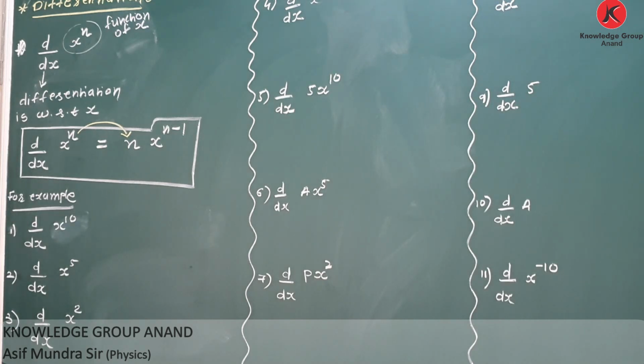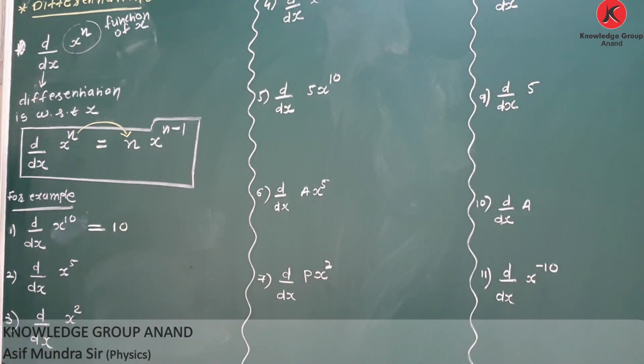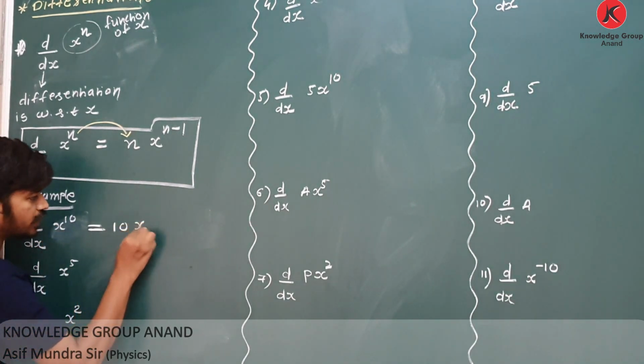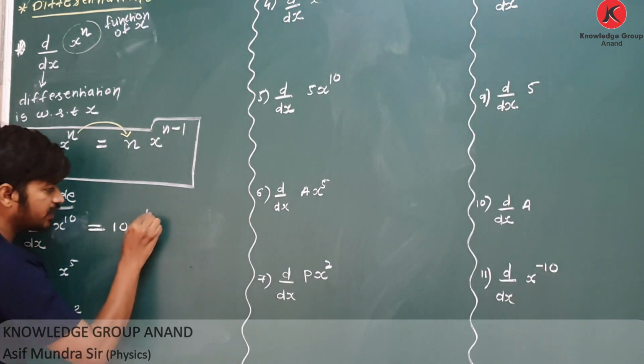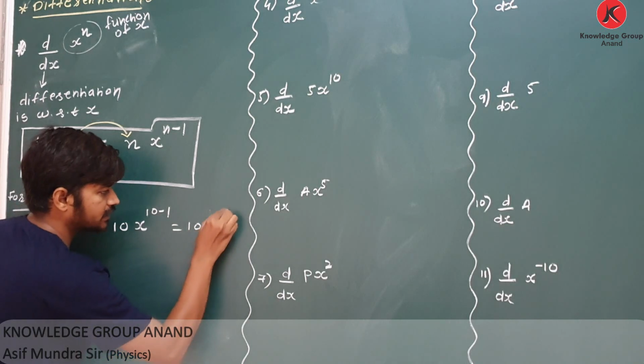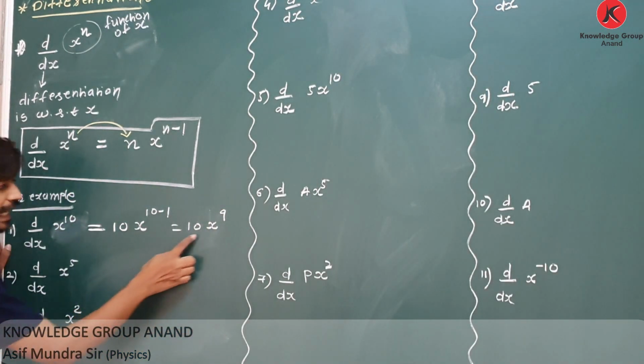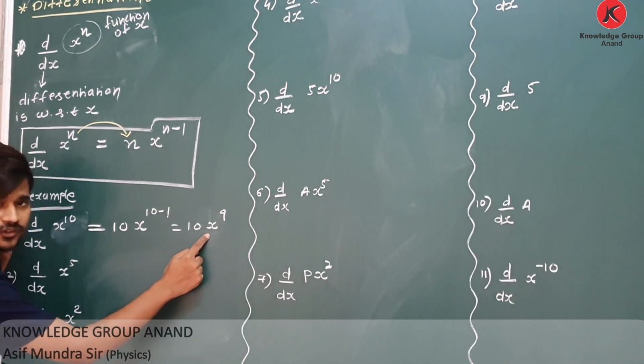Then how to find this? What is the power of x? 10. Then 10 is its coefficient. Now x raised to 10, you have to decrease one power, meaning 10 minus 1. So how to write this? It is 10 x raised to 9. Clear? You can also write this step directly.